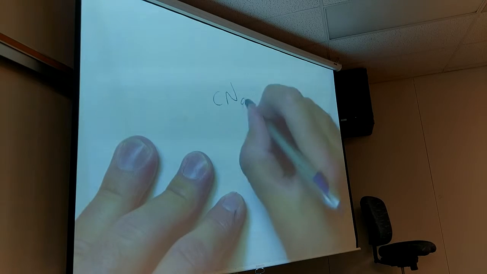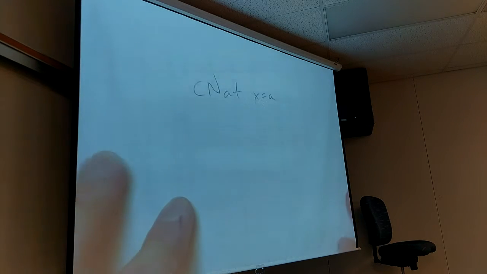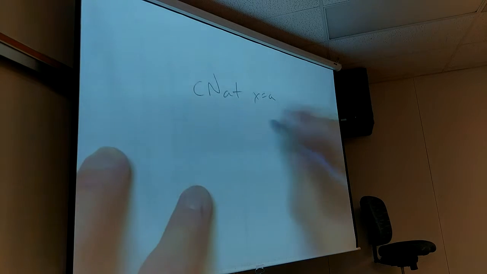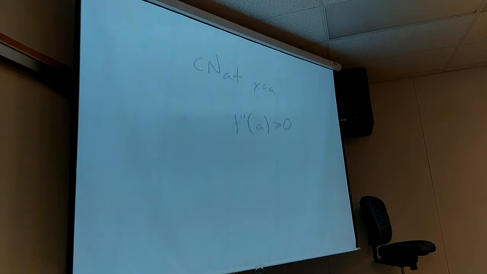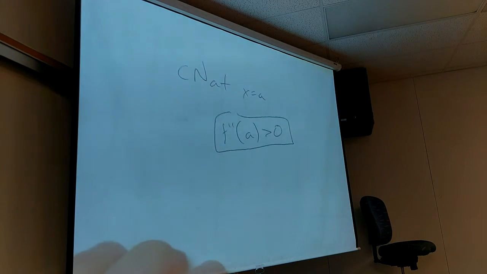The concept is just so straightforward, it's insane. If I have a critical number at x equal to a, and I know that the second derivative at a is greater than 0, what does that mean? What does this mean is happening through a? What's the second derivative tell us? First derivative tells us slope. Second derivative tells us concavity. So I know it's concave up.